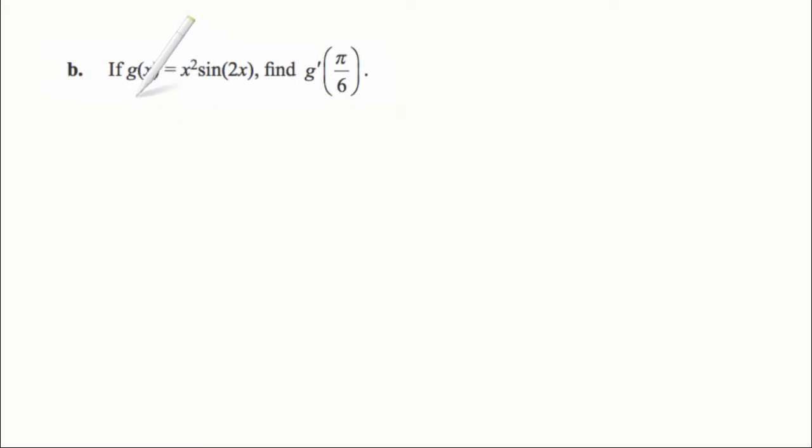In this question, if g of x is equal to x squared times sine of 2x, find g dash of pi on 6, and that's just a full stop. So before you can find g dash of pi on 6, you need to find g dash of x, or the derivative of this function.